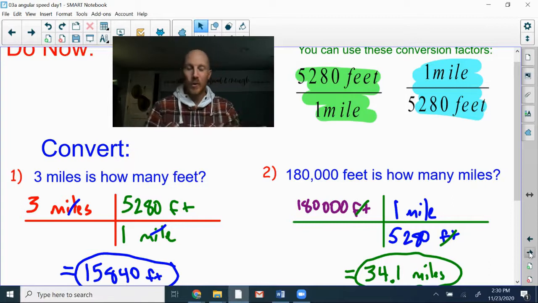So interestingly, both problems use the same conversion factor, more or less. I mean, we could say it's the same. It's the same numbers as far as the conversion, but we use the reciprocal because in one case we're going from miles to feet, and the other case we're going from feet to miles. We'll see that again later today.